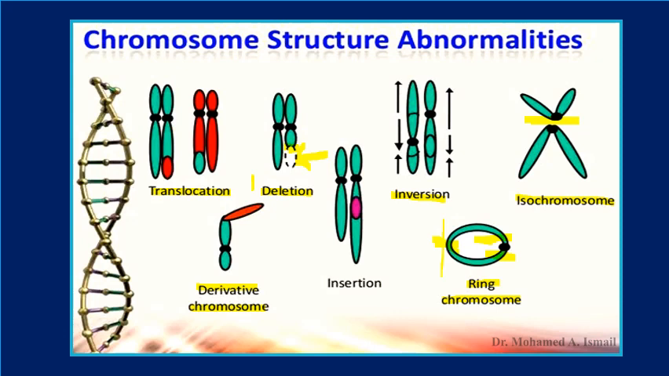Translocation: this is the structural aberration in which both chromosomes exchange their segments like that. This part is exchanged with this part of another chromosome. This also leads to disturbance of the gene sequence. Moreover, there is insertion, meaning part of another chromosome is fused with this original chromosome, which is green, and the red color is a foreign segment of another chromosome added to this chromosome, so it may be called addition.